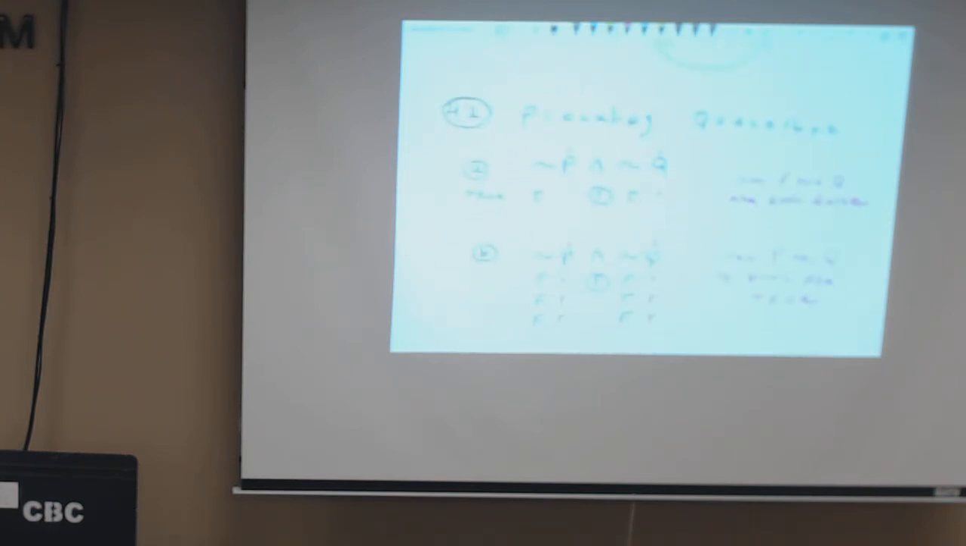Number 42. Let P be Eva is a high school graduate. And let Q be Eva is over 16 years old. Part A says, under which conditions is the statement Eva is neither a high school graduate nor over 16 true? So not a high school graduate would be not P, not over 16 would be not Q, neither nor would be and. Agreed? That's the symbolic form for this. So I translate from words to symbolic language.